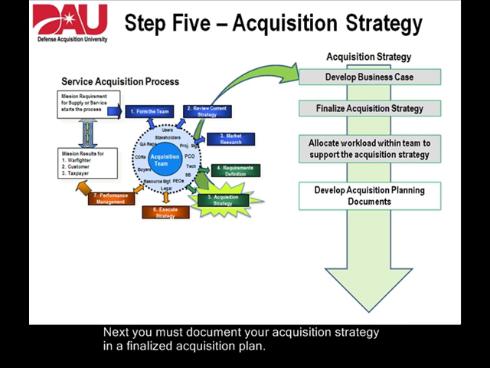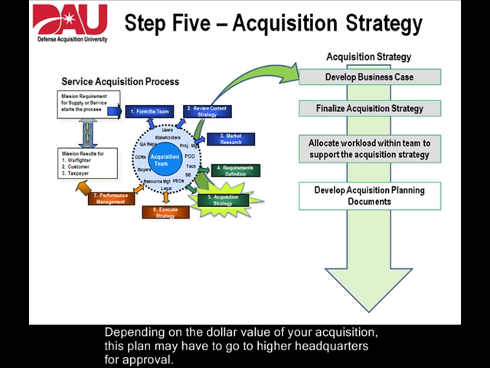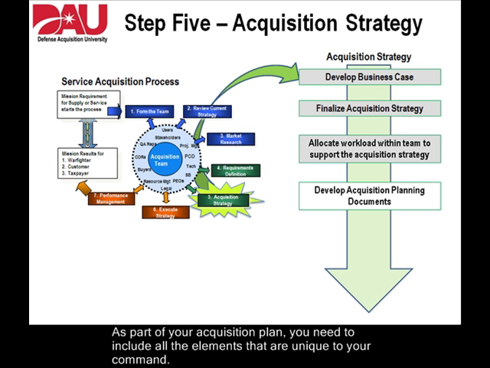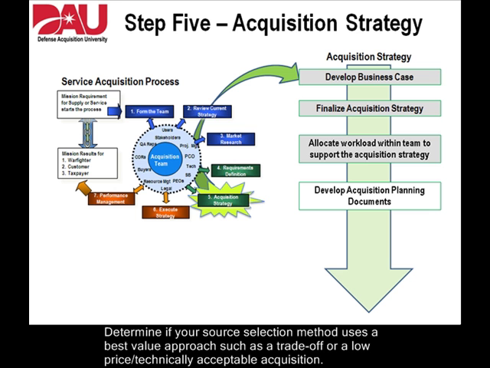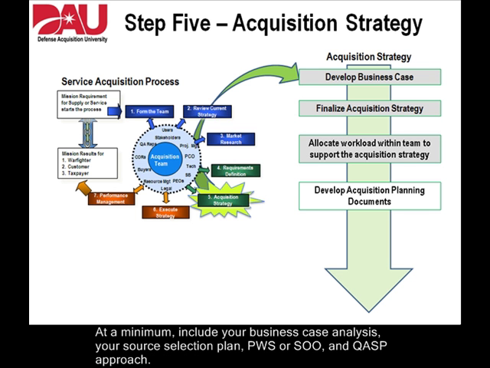Next, you must document your acquisition strategy in a finalized acquisition plan. Depending on the dollar value of your acquisition, this plan may have to go to higher headquarters for approval. As part of your acquisition plan, you need to include all the elements that are unique to your command. Determine if your source selection method uses a best value approach, such as a trade-off or a low-price, technically acceptable acquisition. At a minimum, include your business case analysis, your source selection plan, PWS or SUE, and QASP approach.